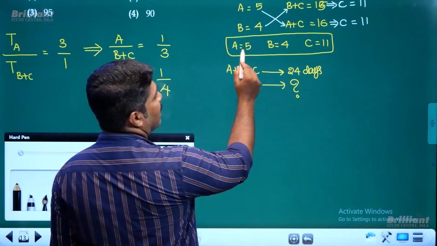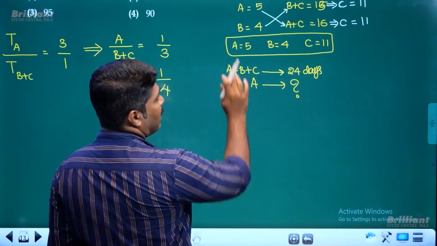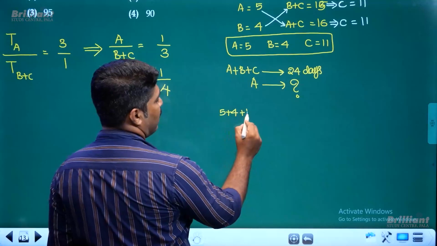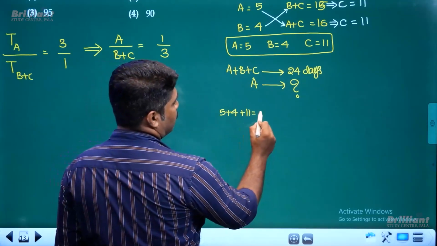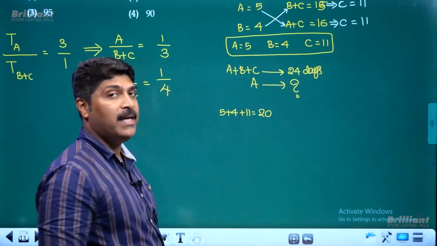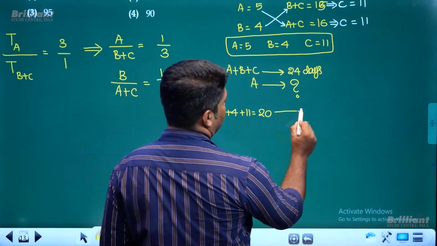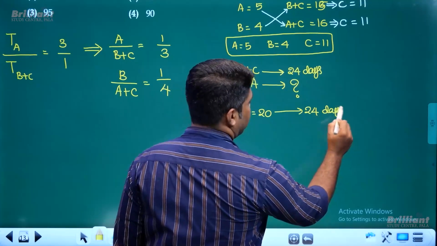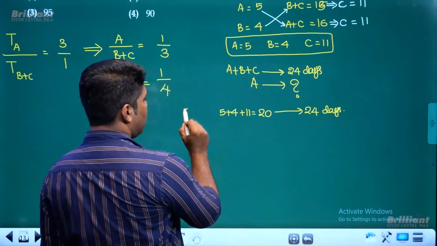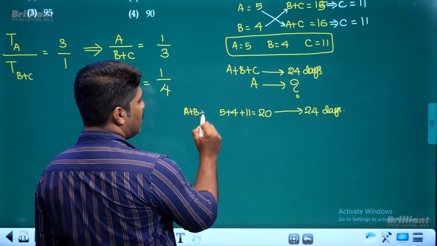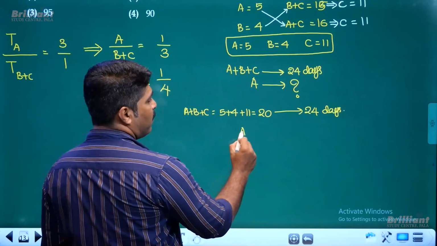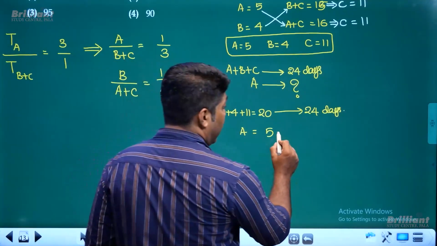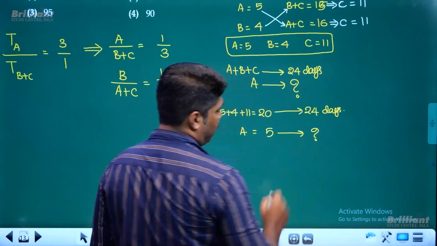A plus B plus C. What is their efficiency? While adding this efficiency, this is 5 plus 4 plus 11, that's equal to 20. So this 20 unit efficiency can complete this work in 24 days. Then what is A alone? What is the efficiency of A? That is 5. So how many days does A require? That we are going to find out.